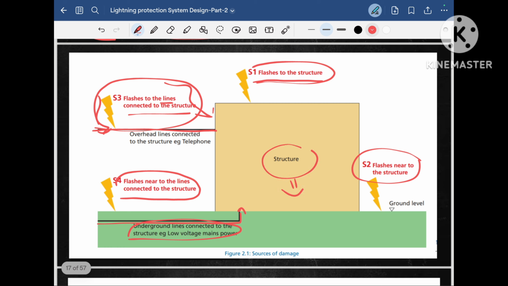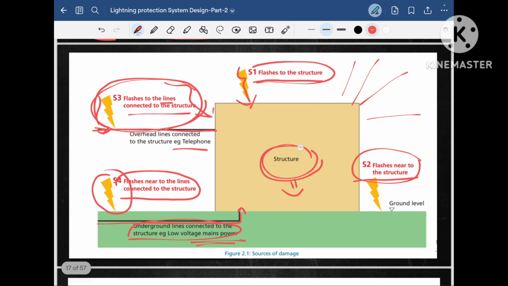What are these? The lightning strikes directly to our structure from any direction, from top, side, from any direction. The second possibility is the lightning strikes near our project, but there are no line wires or cables near the lightning strike area. The third possibility is the lightning strikes the overhead line which is connected to our structure, like here the telephone system. And the fourth possibility is that the lightning strikes the ground, but it is affecting the underground line, like the main power line which is connected to the structure. In all four cases, our structure, our project, will experience some damage.